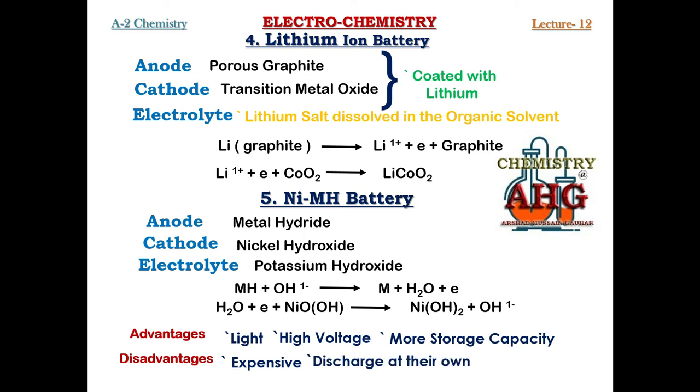Number two, they can discharge on their own. Even if we are not using them, they keep on losing their charge. And one more disadvantage you can remember is that we have some safety concerns for these cells, because the metals used in the composition of these batteries are reactive metals, so they can pose some safety troubles.